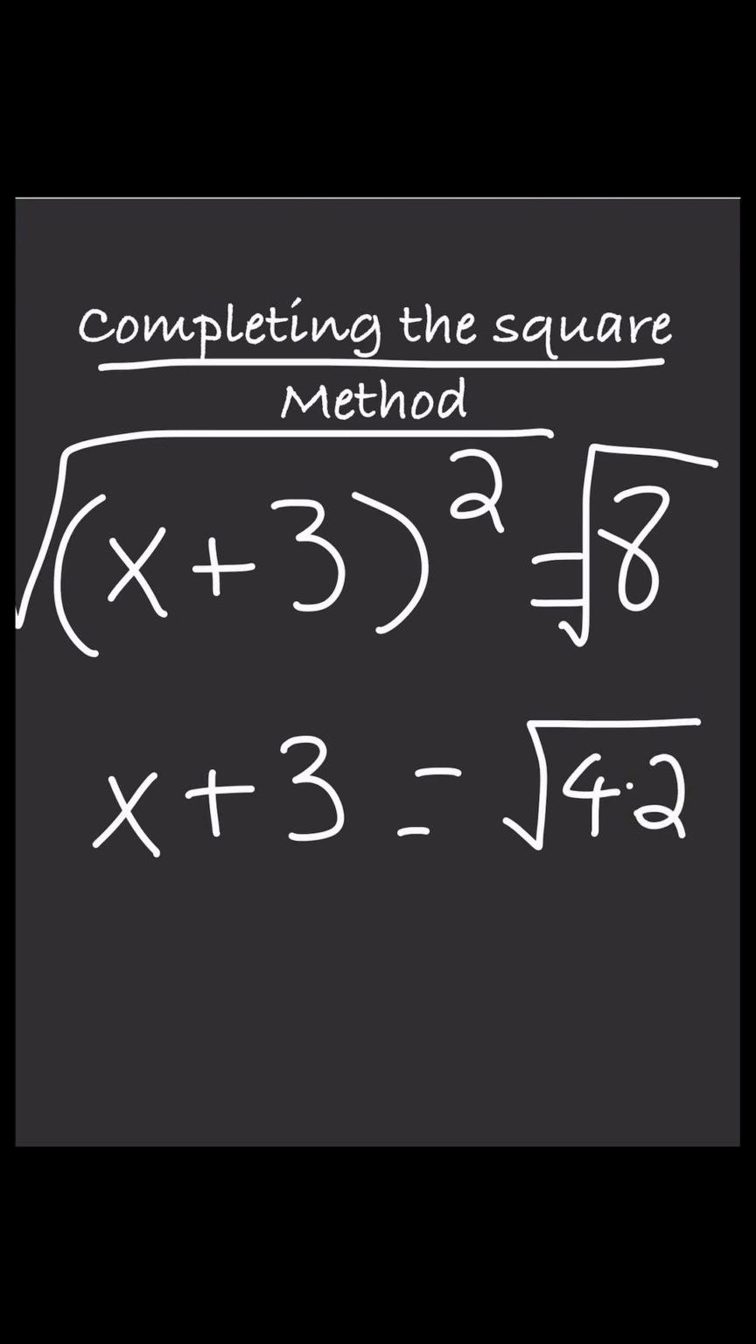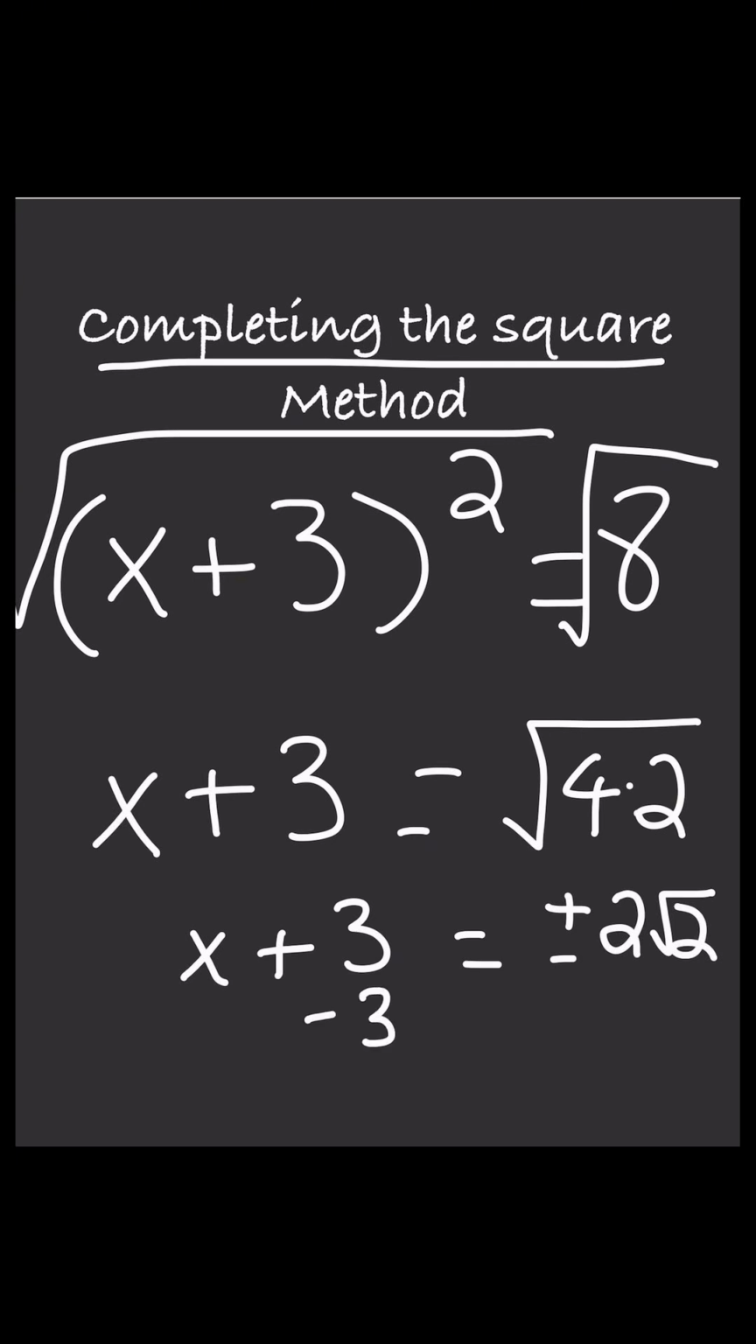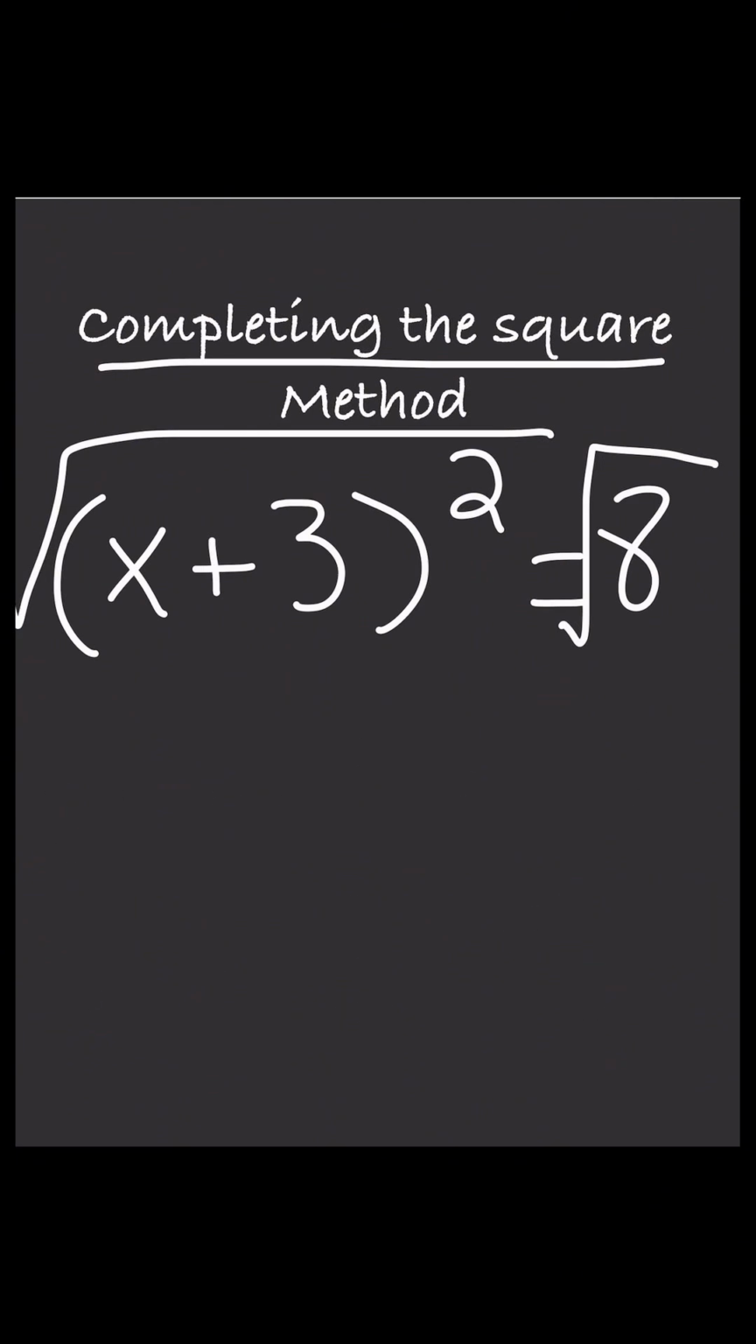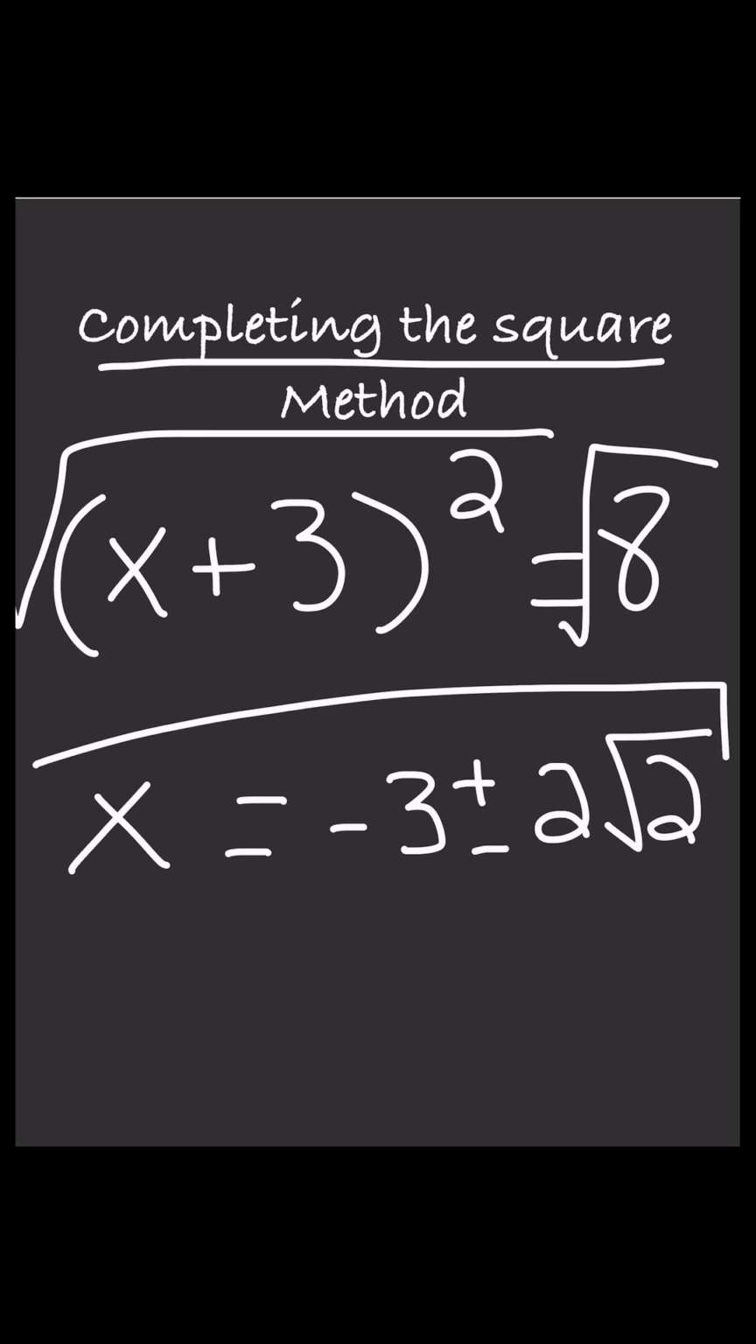What you can use is 4 times 2, which is equal to 8, and the square root of 4 is 2. 2 has no square root, so you're going to have your plus minus sign with the 2 on the outside, square root of 2. Then you're going to subtract your 3, because you are not done solving yet. Subtract your 3 on both sides, which would essentially give you negative 3 plus minus 2 square root of 2.